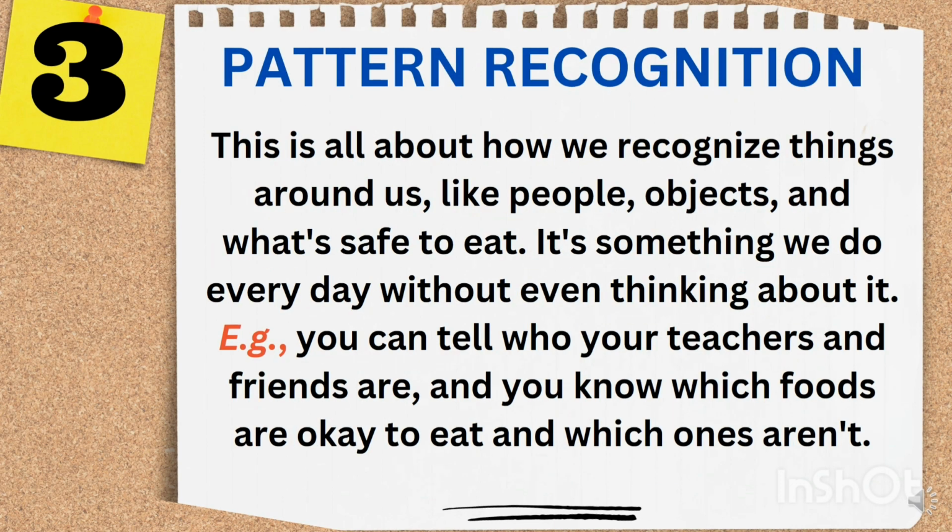Third is pattern recognition. This is all about how we recognize things around us, like people, objects, and what's safe to eat. It's something we do every day without even thinking about it. For example, you can tell who your teachers and friends are, and you know which foods are okay to eat and which ones are not.